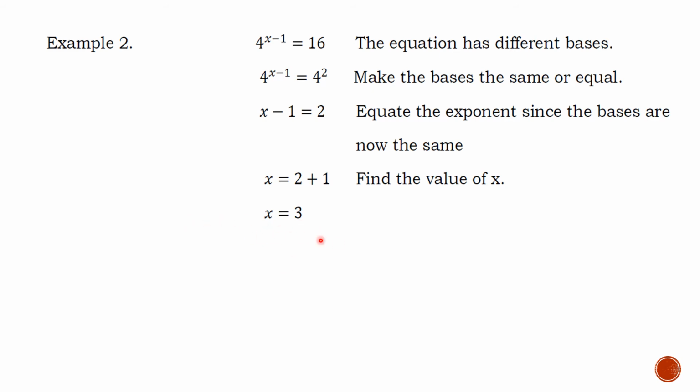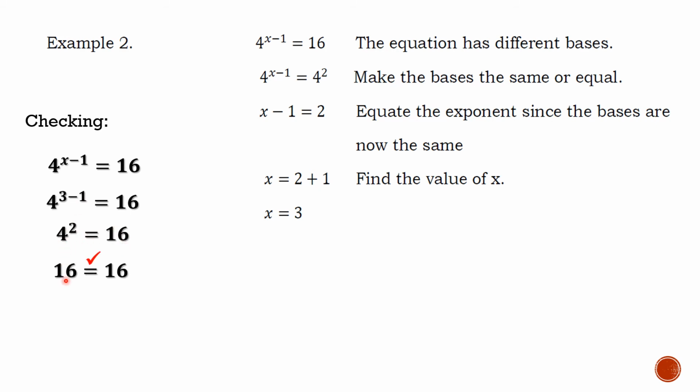And then, what are we going to do in order for us to know if our answer is correct? Let's do some checking. So, copy the original equation. 4 raised to x minus 1 equals 16. And then, write or substitute the value of x on the x variable in our equation. So, it will become 4 raised to 3 minus 1 equals 16. And 3 minus 1, that is 2. So, we have here 4 squared is equal to 16. And 4 squared is equal to 16. And 16 is equal to 16. Therefore, our answer is correct.